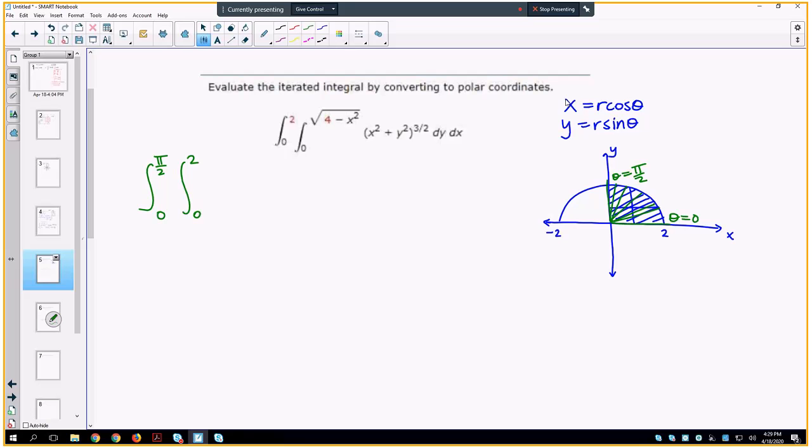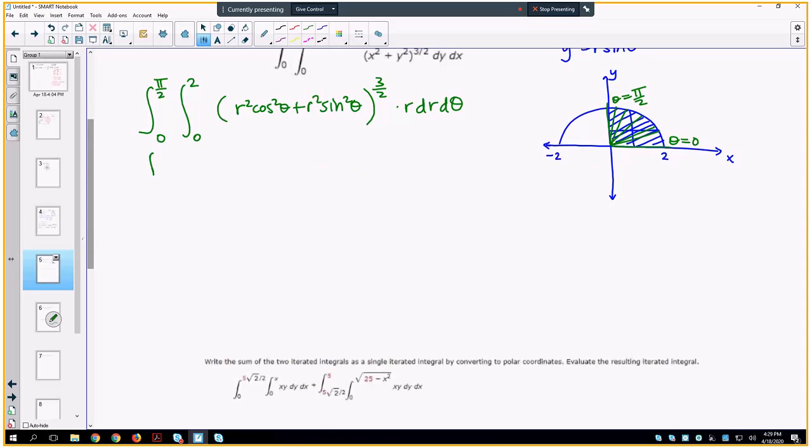But I also have the function of x and y, x squared plus y squared to the 3 over 2. So I want to switch that in terms of my substitution. So that's going to be r squared cosine squared theta plus r squared sine squared theta to the 3 over 2, r dr d theta. Again, this r is coming from my Jacobian. So that's integration 0 to pi over 2, integration 0 to 2, r squared to the power 3 over 2 is to the power 1/2 cubed.